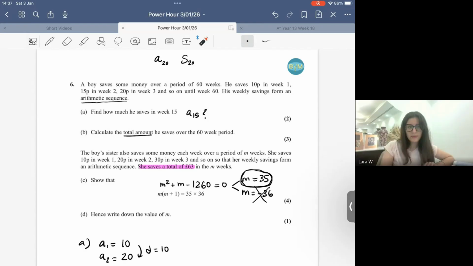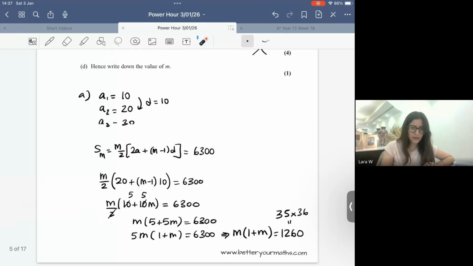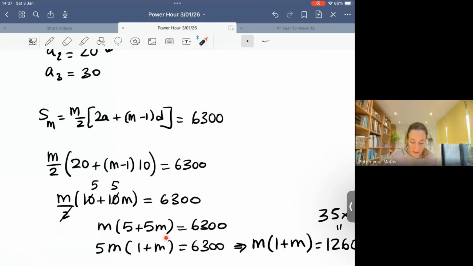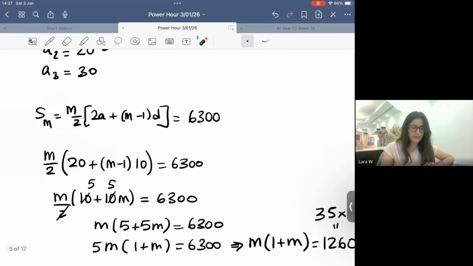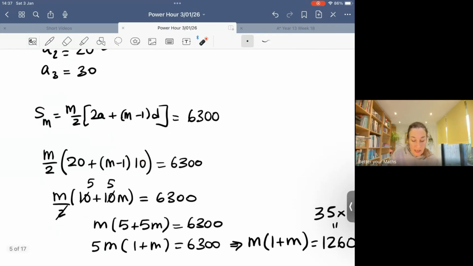I'm a little bit confused about the expansion part, like when you're expanding it before the last part of the question. When I expand this? Yeah. Okay, so I expanded this bracket first, so I have 20 plus 10m minus 10. And this 20 minus 10 becomes 10, and then I have the 10m. So I just kind of skipped one step.